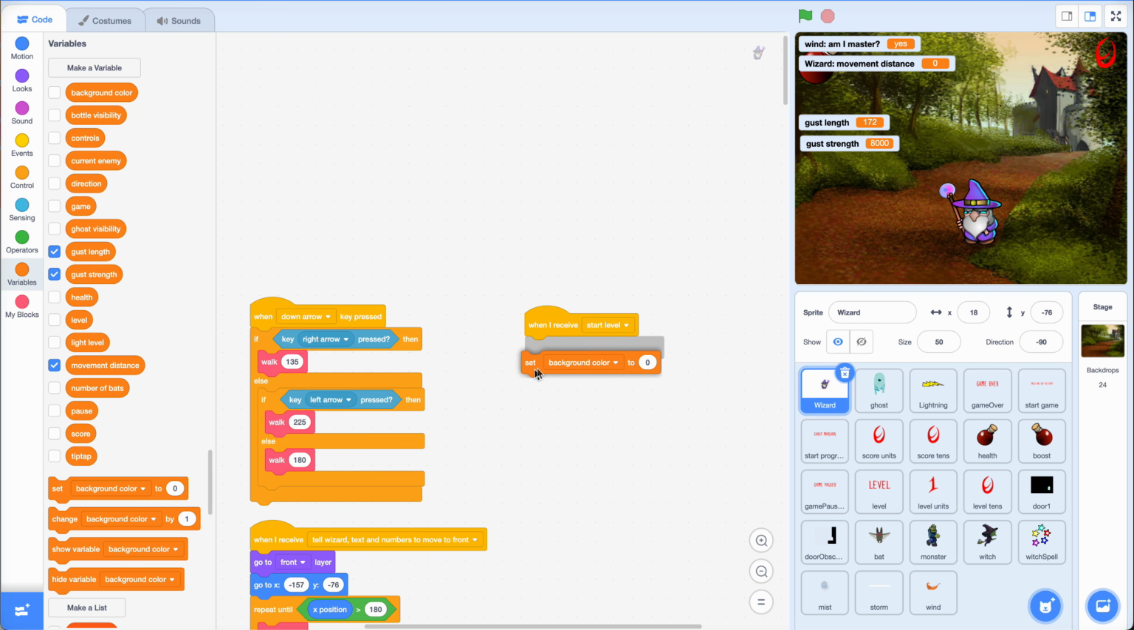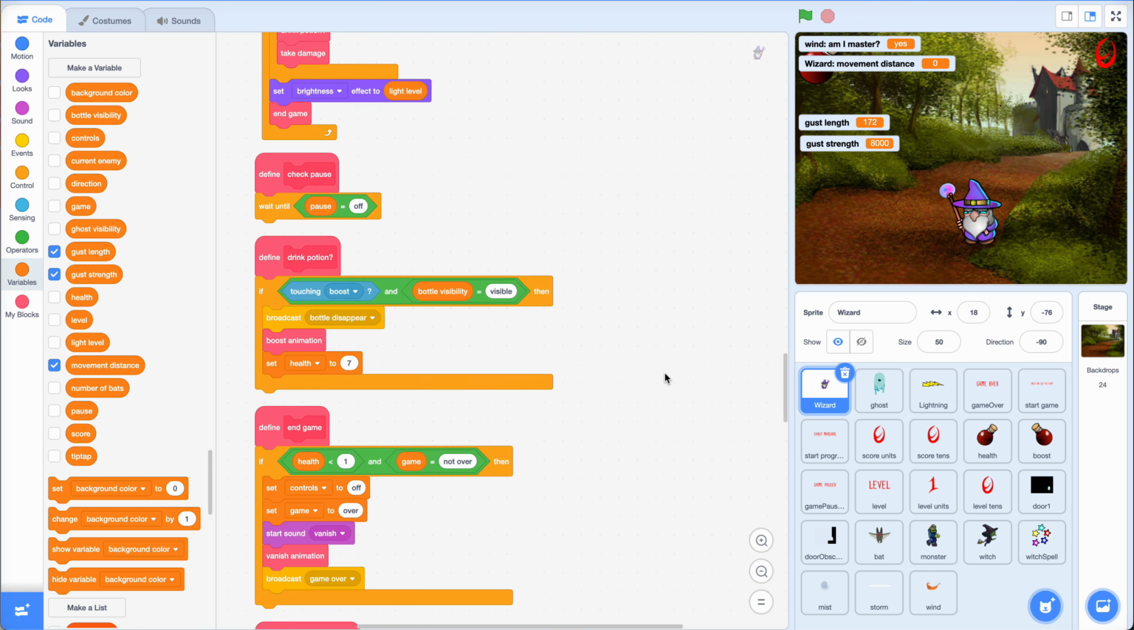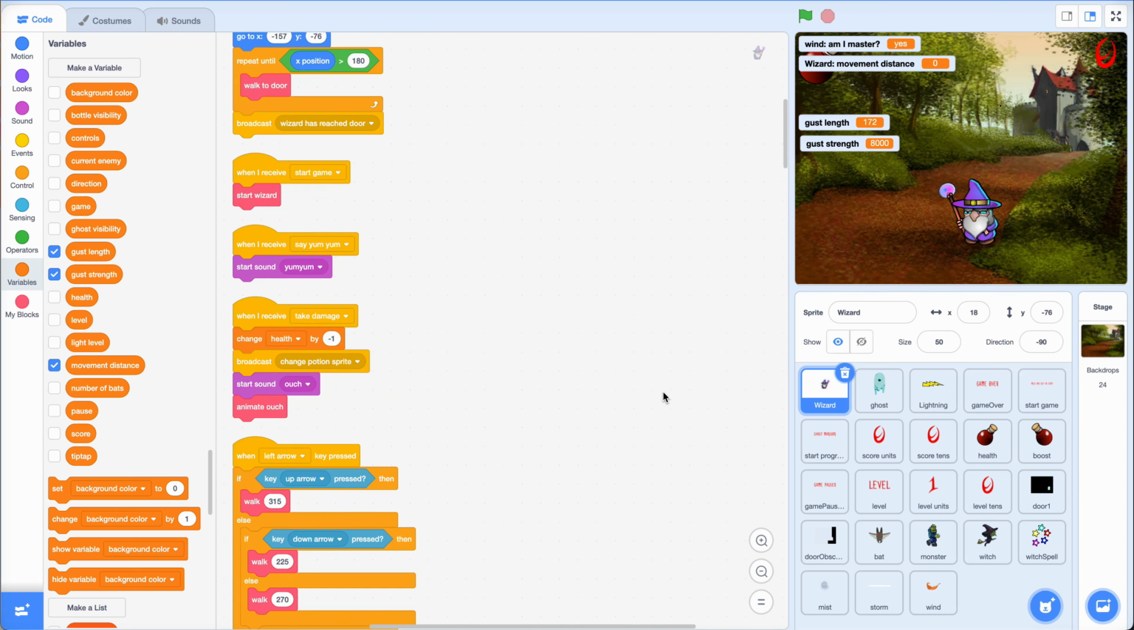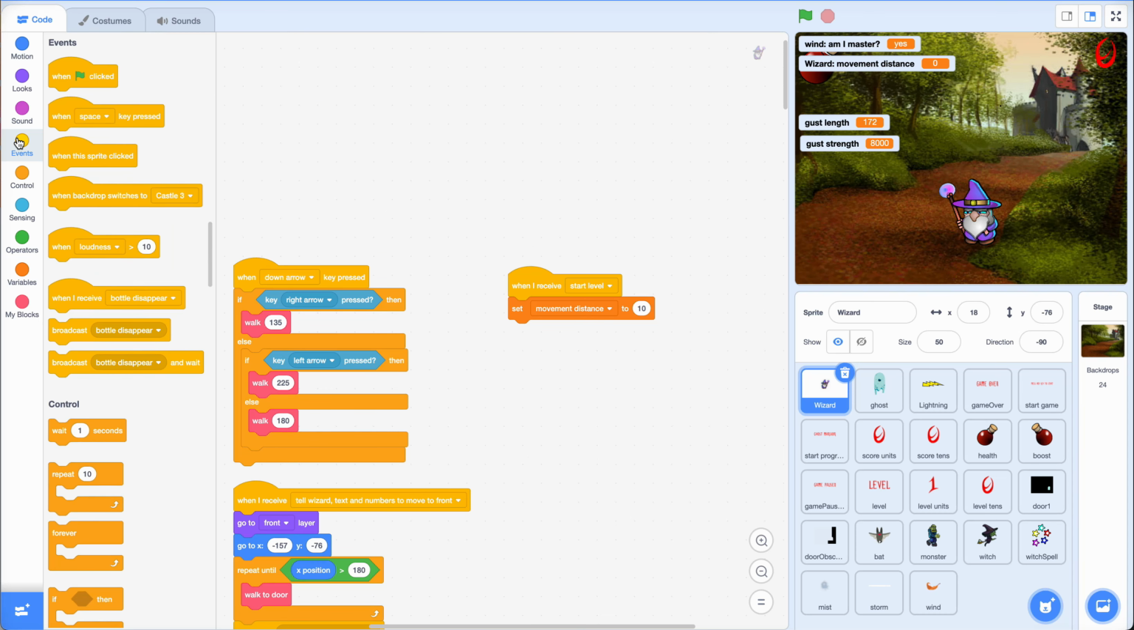So this doesn't change anything right now. This leaves everything as it is. He still moves 10 steps. It's just that we've stored the 10 in this variable movement distance. But now that's going to allow us to play around with this in different circumstances. So the circumstance in question is when there's a gust of wind.